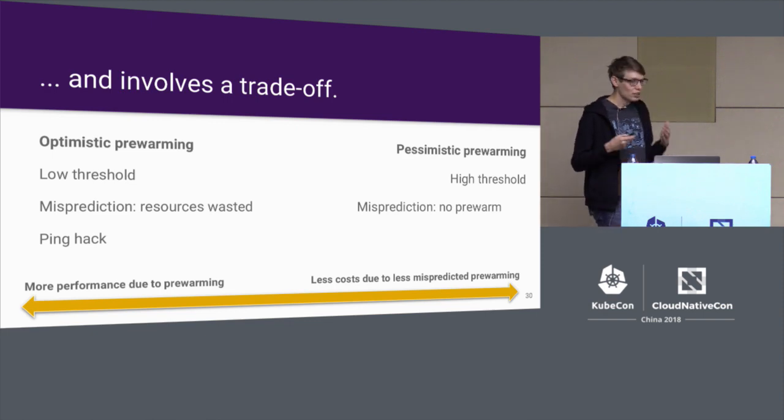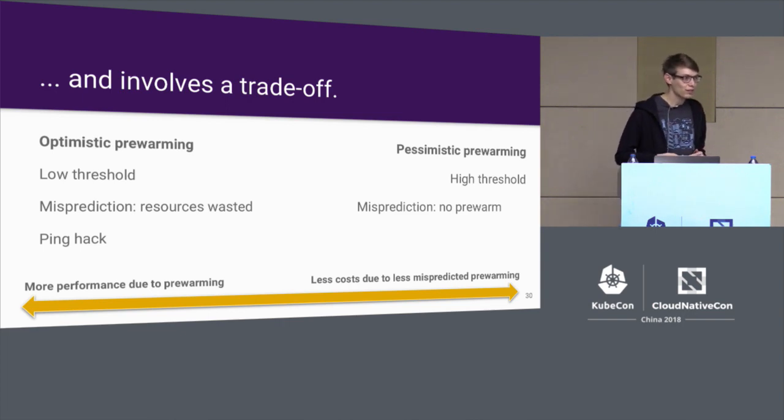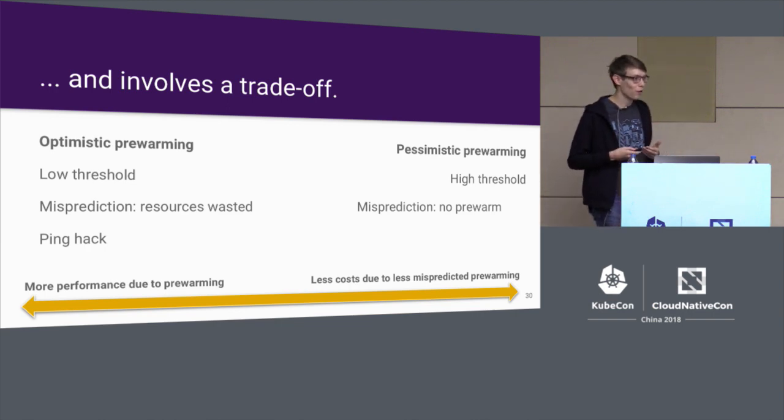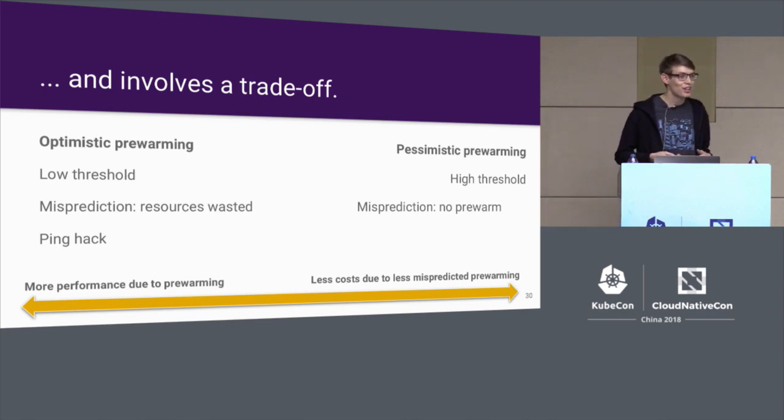And on the other side, you can be very pessimistic, of course. You can say, I'm keeping this threshold very high for believing a prediction for a function execution. And of course, now the downside is the other way around, because now you save resources on mispredicted prewarms, but you also have more function executions that cannot benefit from this prewarming because they just weren't predicted certainly enough.